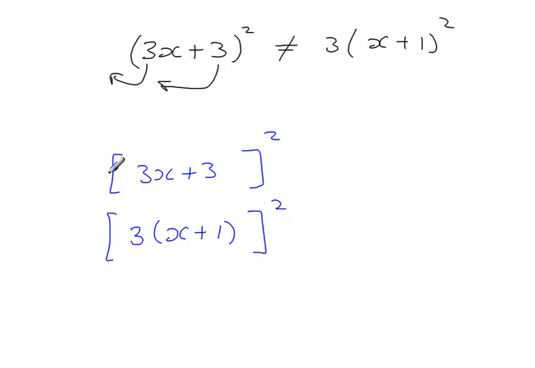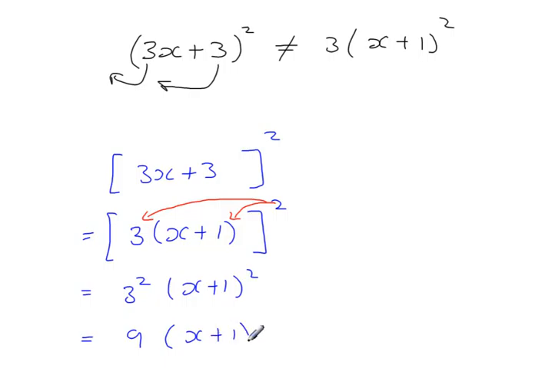so these are still equal. And then if I take the square brackets out now, that square will go on the 3 and on the x plus 1. So you end up with 3 squared times x plus 1 squared, which gives you 9 brackets x plus 1 squared.